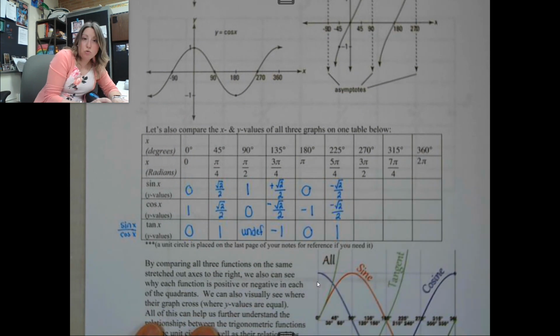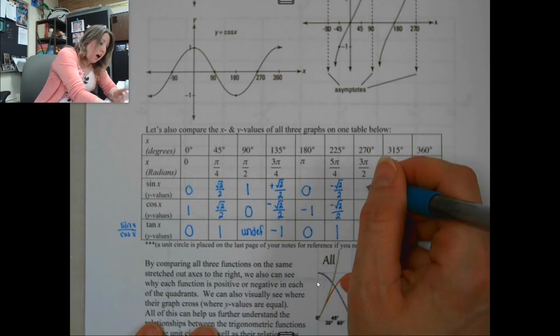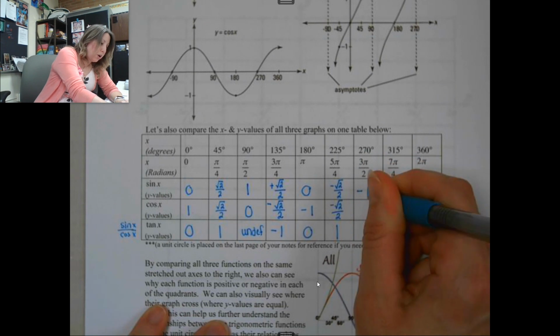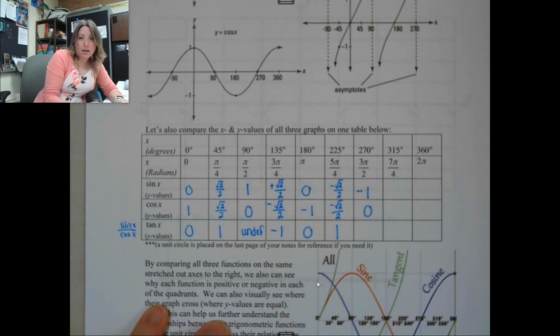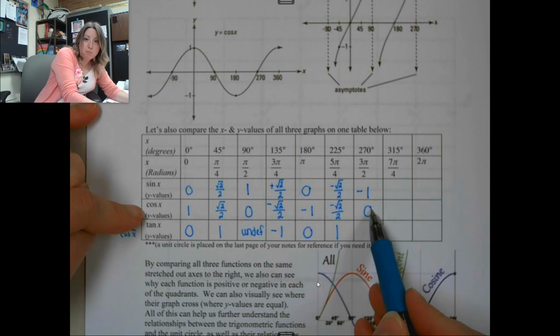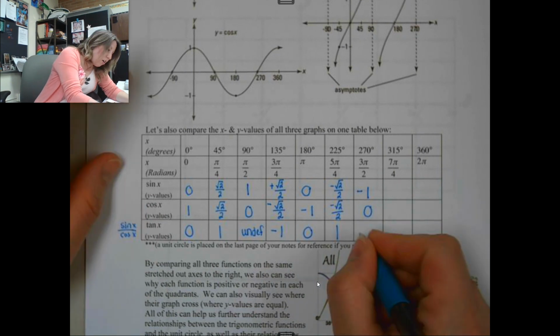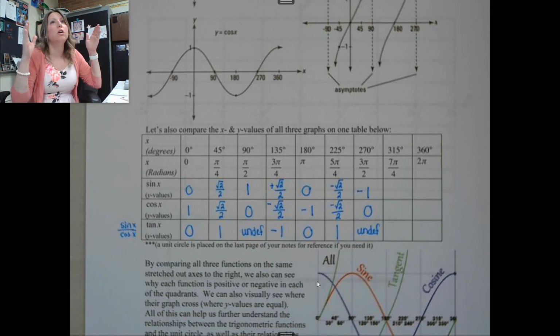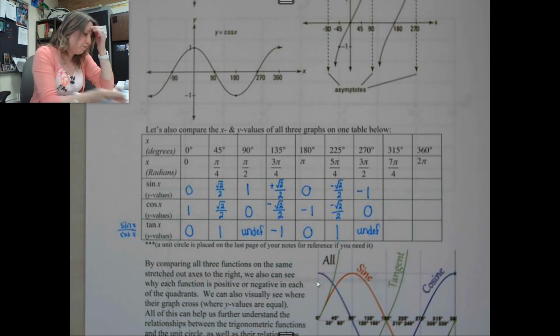Then you get to this 270, where on our unit circle, you have a -1, but a 0 because we're on the y-axis. So your cosine is 0. And so since we're dividing by 0, that is undefined. There is your other asymptote for the 0 to 2 pi range.